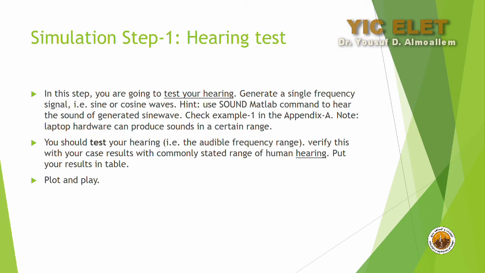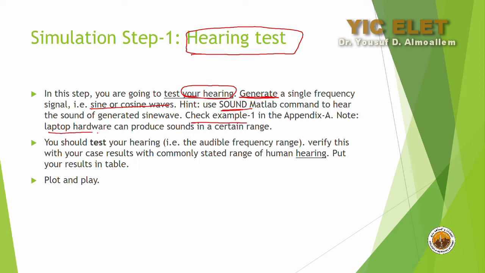Step number 1. This is the first step, and I call it the hearing test. This is to check the ability of your ears. Here you want to generate a single frequency signal, which is nothing but a sine or cosine wave. Once you have generated it, you can use the sound command in Matlab to hear back the sound of the generated sine wave. Check example number 1 in the appendix.